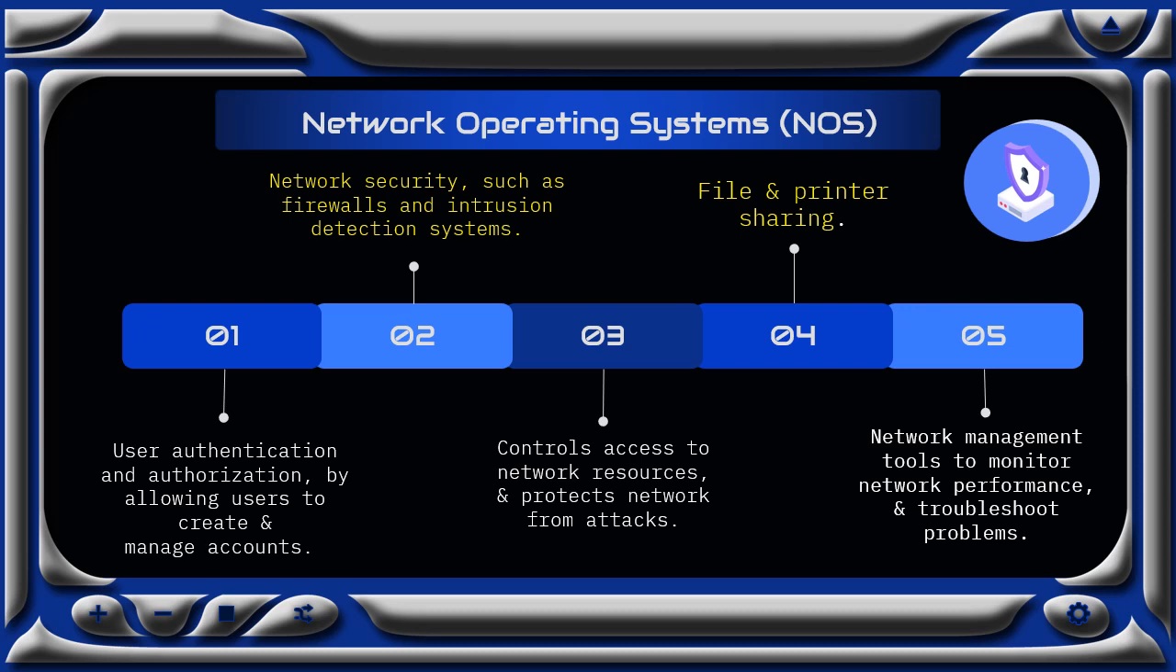Now we have the network operating system (NOS). For the first one, we have user authentication and authorization, by allowing users to create and manage accounts. The next one, we have network security such as firewalls and intrusion detection systems. The third one, we have control access to network resources and protection of the network from attacks. For the fourth one, we have file and printer sharing. And the last one, network management tools to monitor network performance and troubleshoot problems.